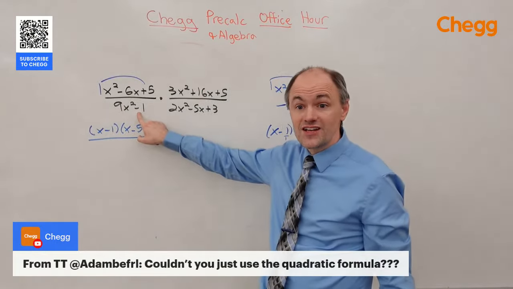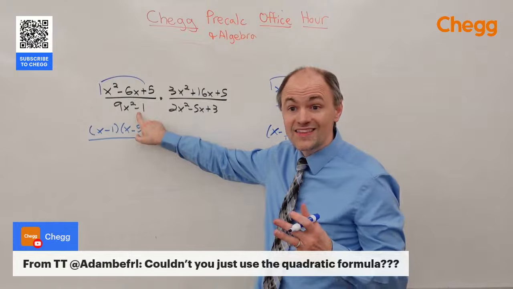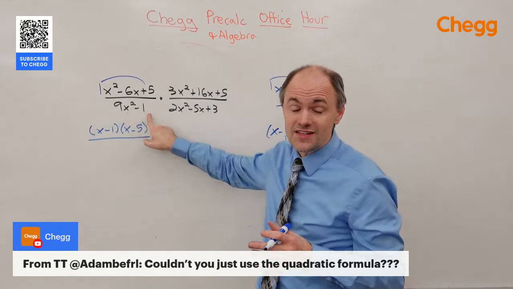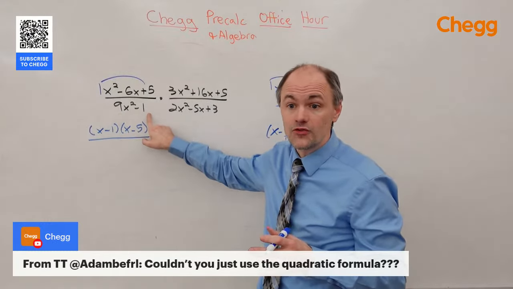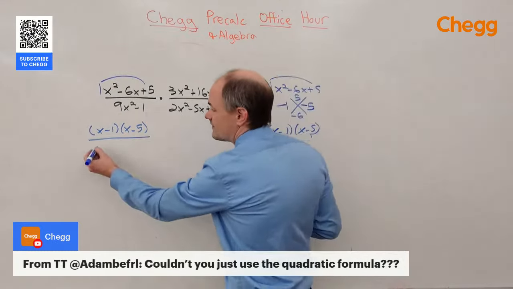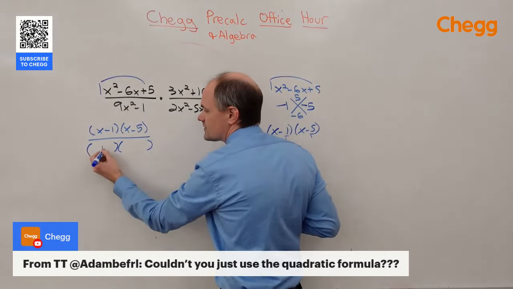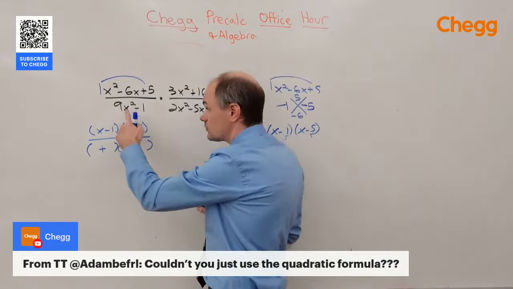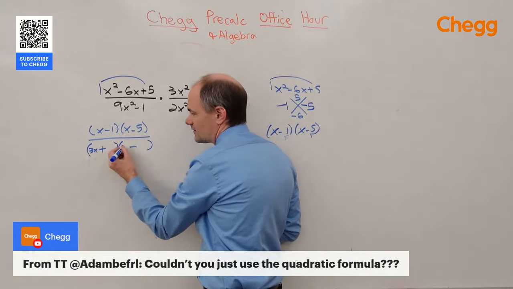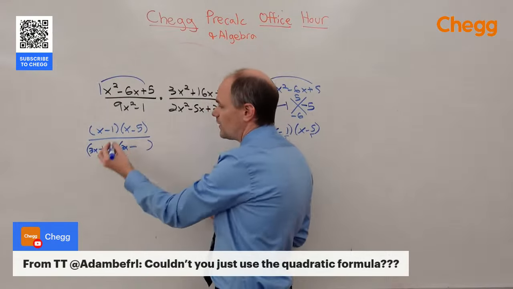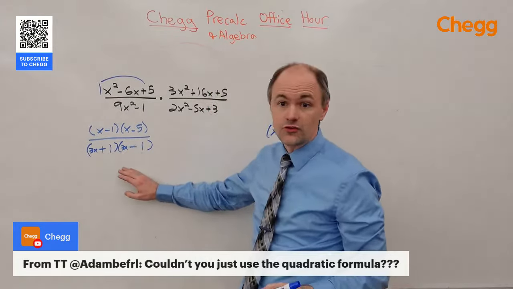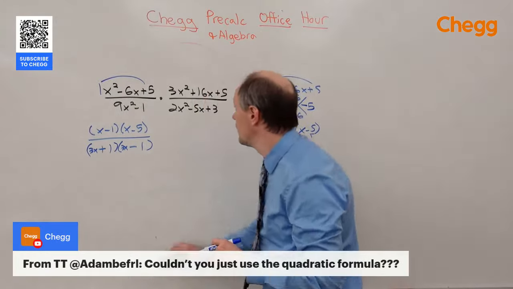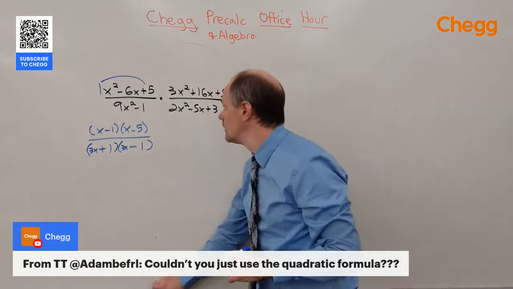This denominator, though, is actually a special quadratic that we can factor. Because of that subtraction, and we've got something that is a perfect square on both sides, we know it's going to factor to the sum and the difference of the square roots. The square root of 9x squared is 3x, and the square root of 1 is 1. So 3x plus 1, 3x minus 1. Nice little shortcut.